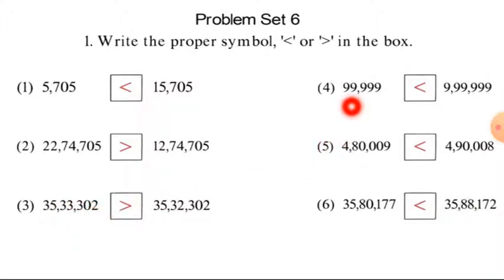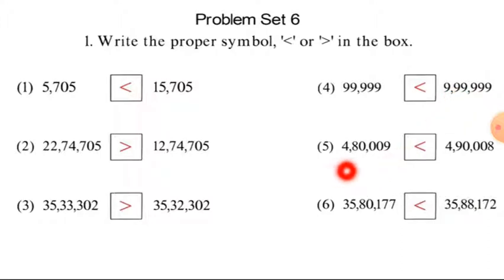Then the next sum is, first number is 99,999 and the second is 9,99,999. So which is the bigger number? Obviously 9,99,999. So the bigger sign will come over this side.